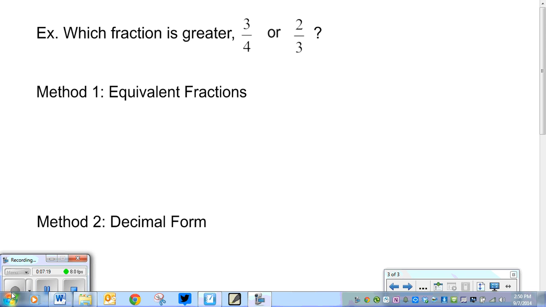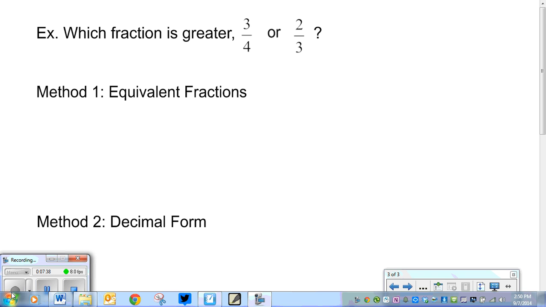Sometimes I'm going to ask you to model one way or the other, but for the most part, equivalent fractions and converting fractions to decimals are grade 7 and grade 8 skills. So we're assuming that you know how to do this already. If this is something that you struggle with, I need you to come in and see me tomorrow so that we can talk about it and practice it.